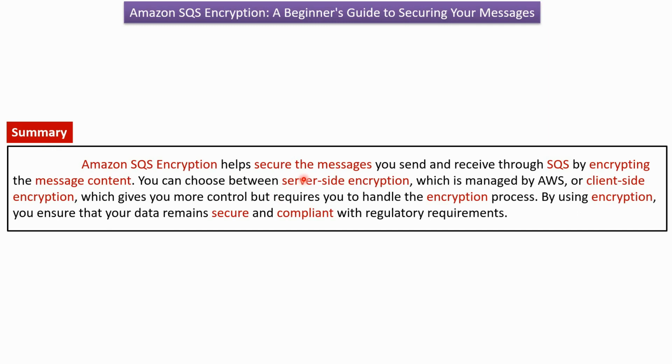Amazon SQS encryption helps secure the messages you send and receive through SQS by encrypting the message content. You can choose between server-side encryption, which is managed by AWS, or client-side encryption, which gives you more control but requires you to handle the encryption process. By using encryption, you ensure that your data remains secure and compliant with regulatory requirements.